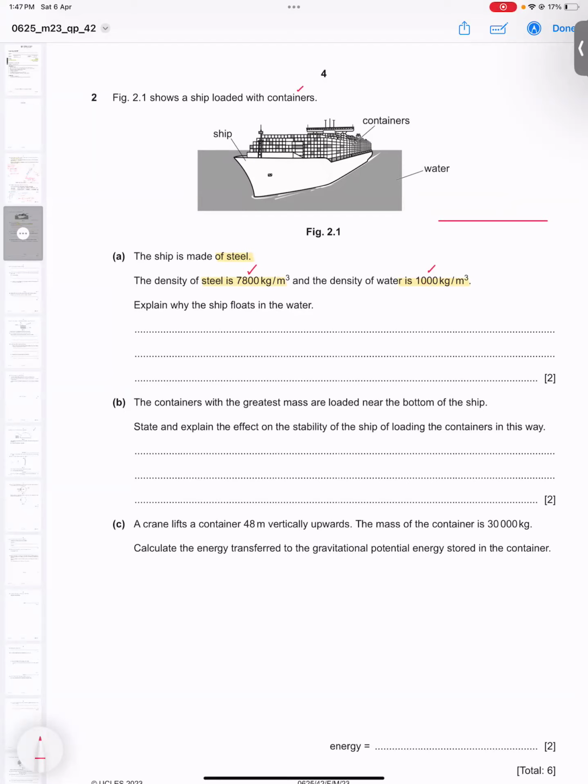So you can write that the overall density of the ship and its contents is less than the density of water.